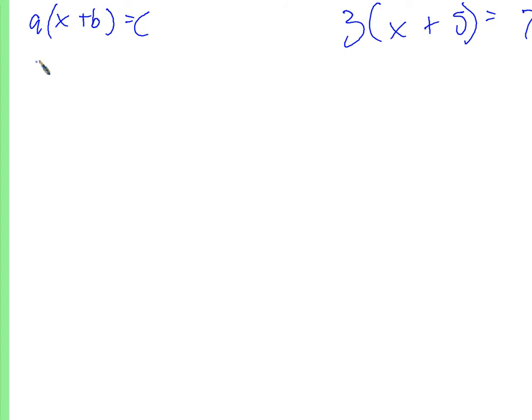Distributive property, right? AX plus AB equals C. Just like 3X plus 15 is what I would get when I distribute the 3. It's just A times B, it doesn't equal like F or something. It just is A times B. Still trying to get X by itself. If you need to, go over here and think, what would I do next?